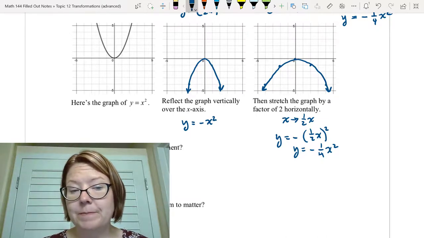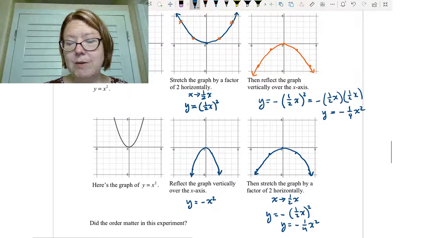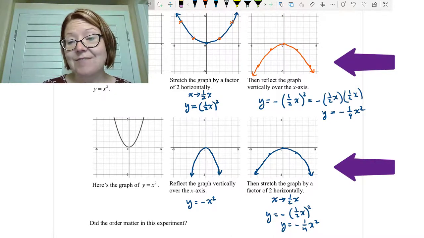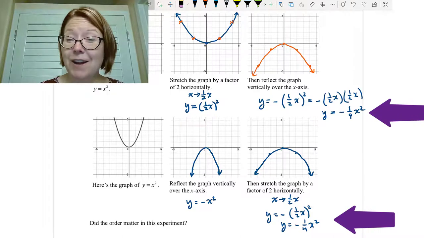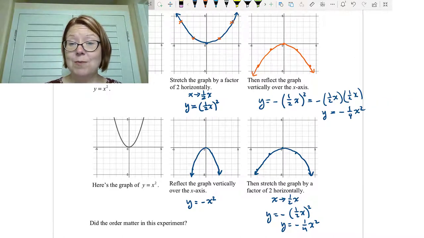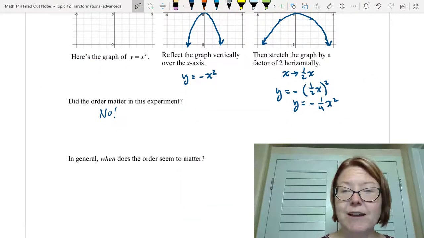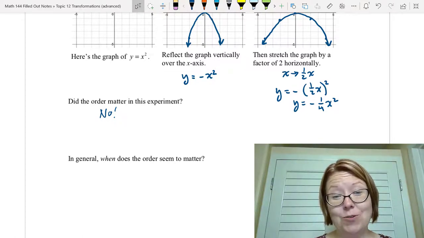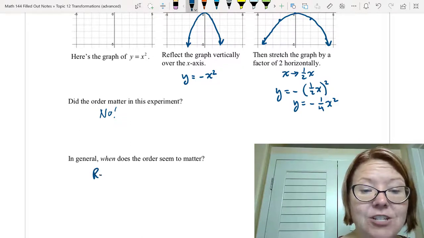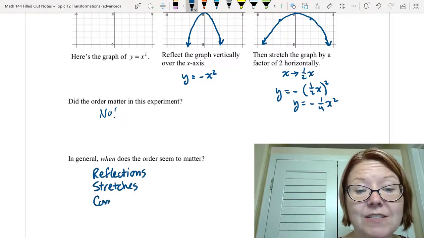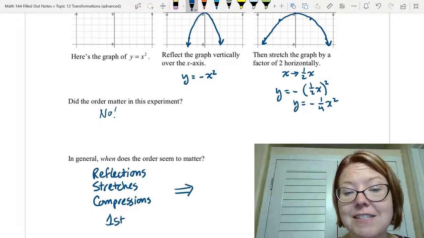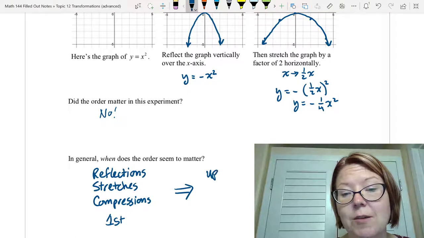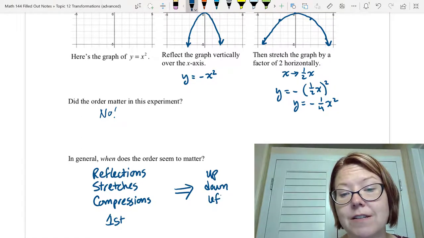So did the order matter in this experiment? No, it actually doesn't. And in fact, the two equations come out to be exactly the same. And we will find that in general, the horizontal transformations and vertical transformations can be done all together without any effect to the graph. So in general, the order seems to matter. It's when you're mixing translations and transformations that the order matters. We need to do the reflections, stretches, and compressions first. And then after that's done, we do our translations, which are the up, down, left, and right.